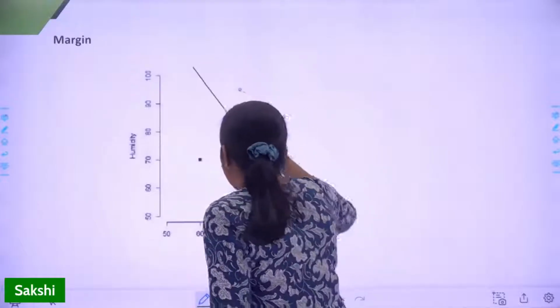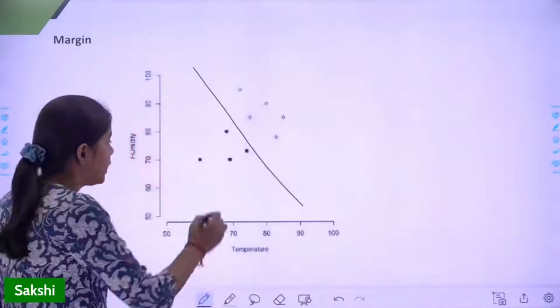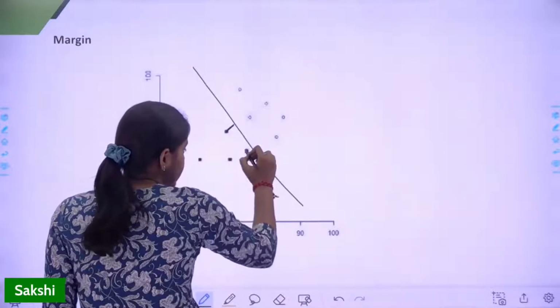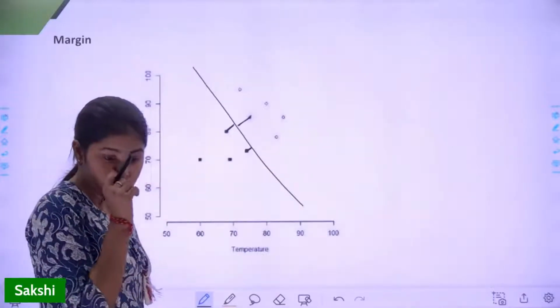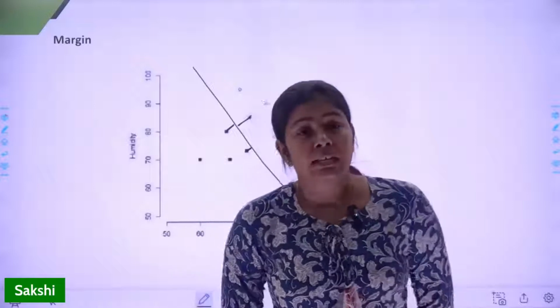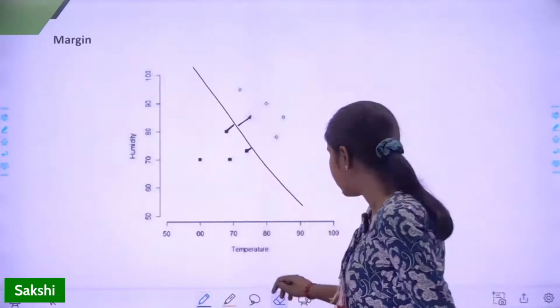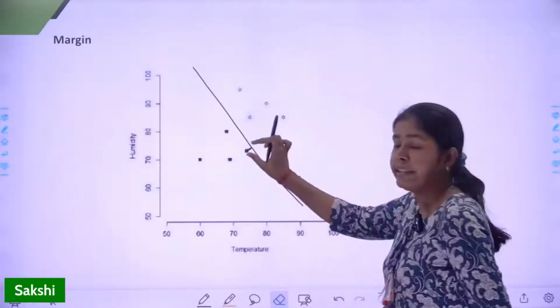So what is margin? Let's suppose I'm taking this as a decision boundary. I'll find the closest point this line has, and then find the perpendicular distance, right? This perpendicular distance is known as margin. So what is margin? The distance to the closest point. Here I can see that this is the closest point, so this is my margin, right?